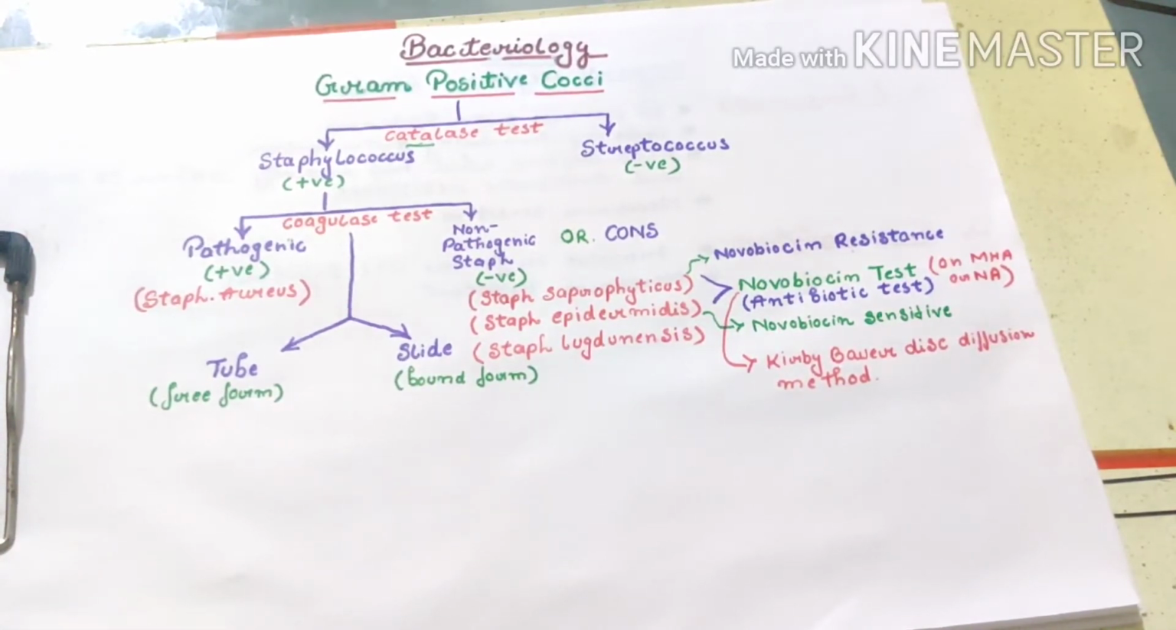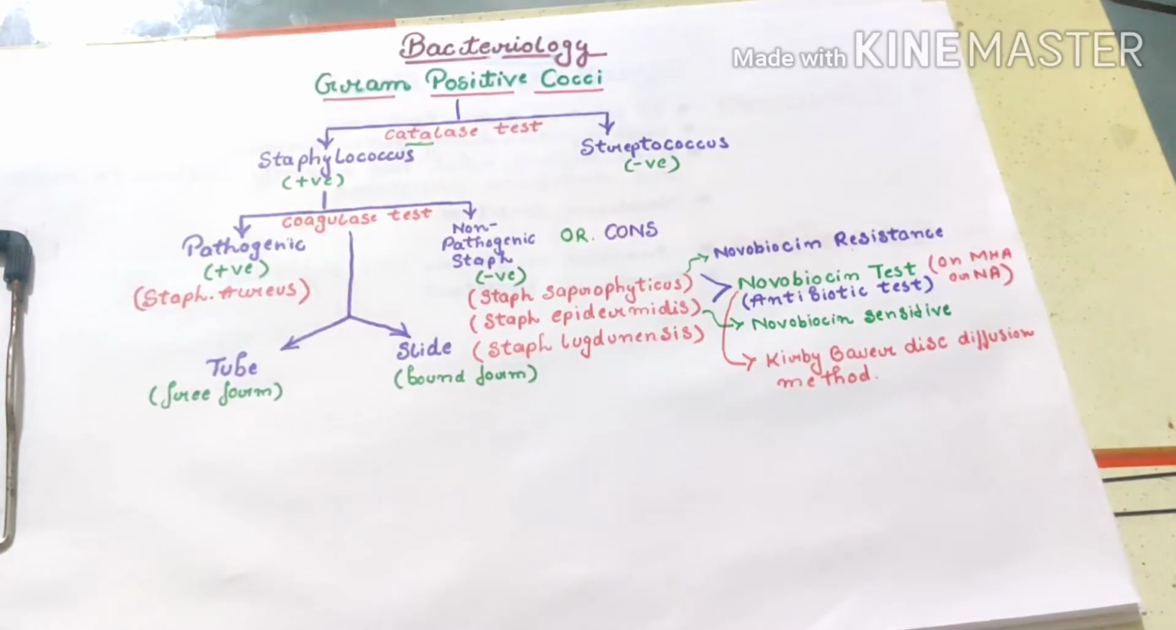If we talk about pathogenic, there are many organisms in the group of pathogenic staph, but we have to learn only the important one. Staph aureus is the most important in pathogenic staph, and in non-pathogenic staph there are Staph saprophyticus, Staph epidermidis and Staph lugdunensis. The coagulase test is again divided into two parts, tube and slide form. Tube is a free form and slide is a bound form. Now first we understand how these tests are performed.